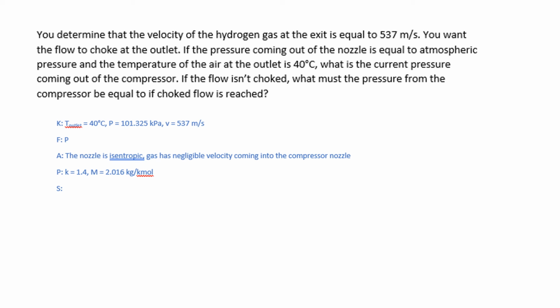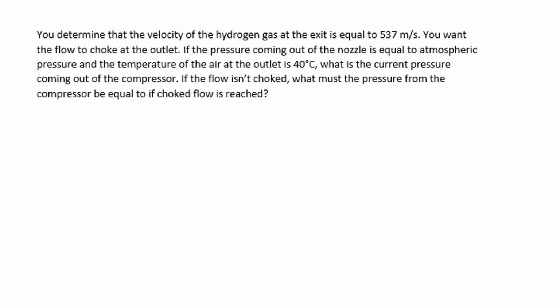So our knowns, we have our temperature and pressure and our velocity, and we're going to find the pressure in two cases. We're going to assume the nozzle is isentropic. This is going to make our equations a little easier, and we're also going to say that the gas has negligible velocity coming into the compressor, meaning our pressure at the inlet of the compressor will be equal to a stagnation pressure. And then properties of the hydrogen gas, our solution.